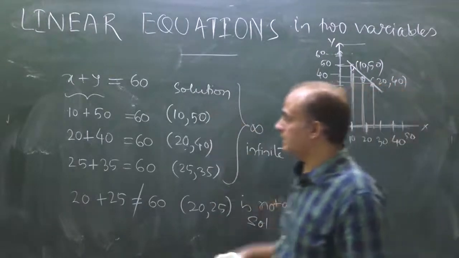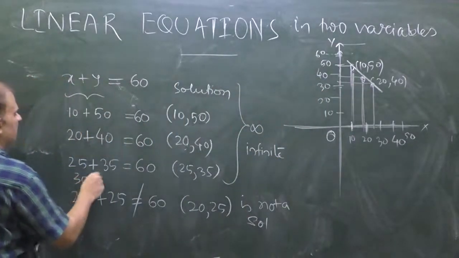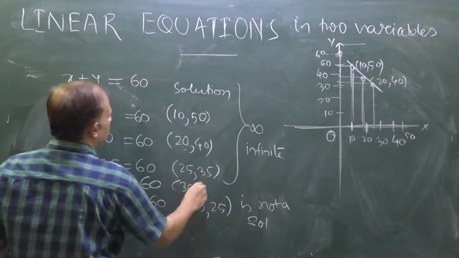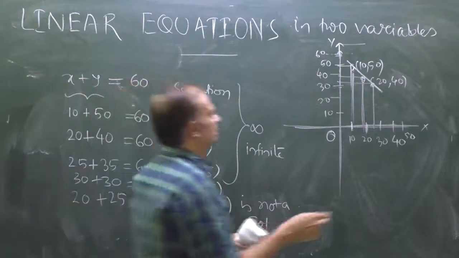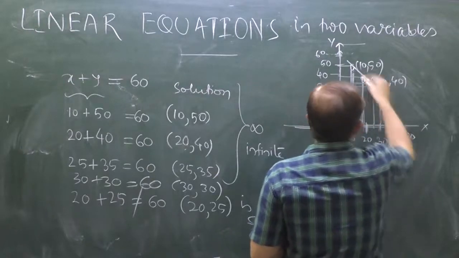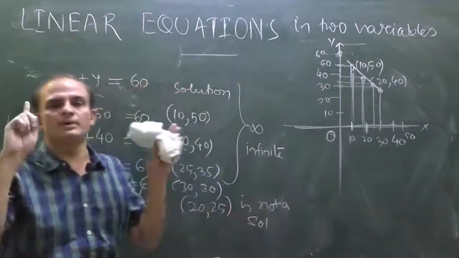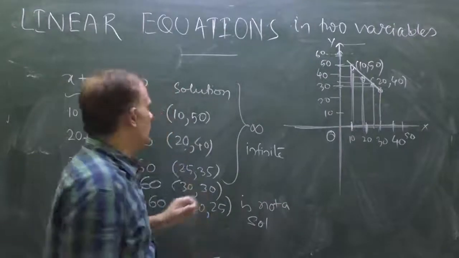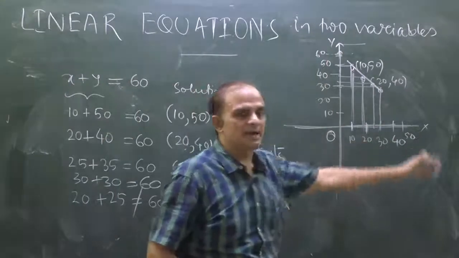If you join all these points, if I consider one more point, 30 plus 30 becomes 60. So even this 30-30 is a solution. This 30-30 is this point. On joining all those points, you will find only one line. There will be only one line. So this represents this line.